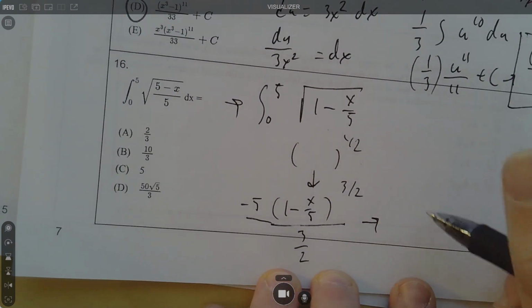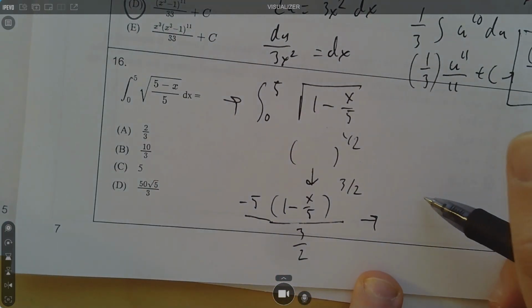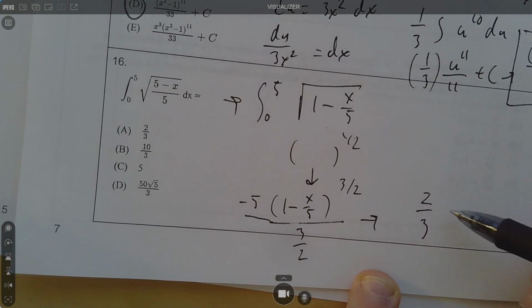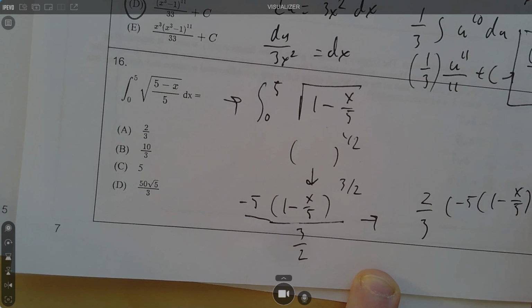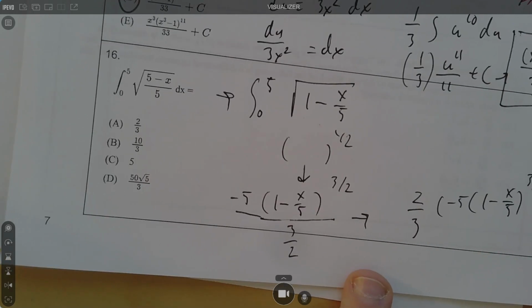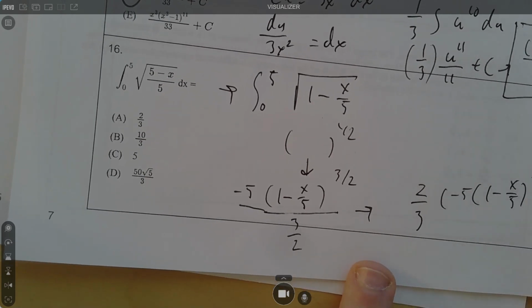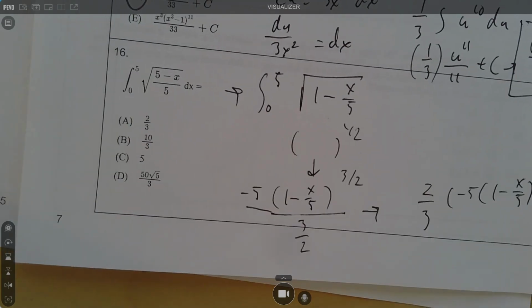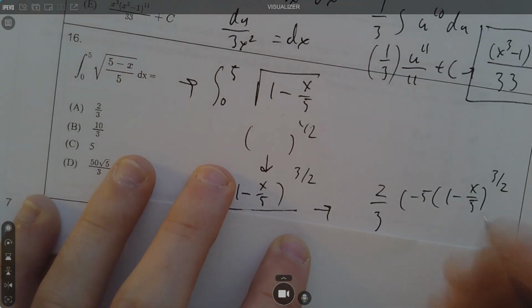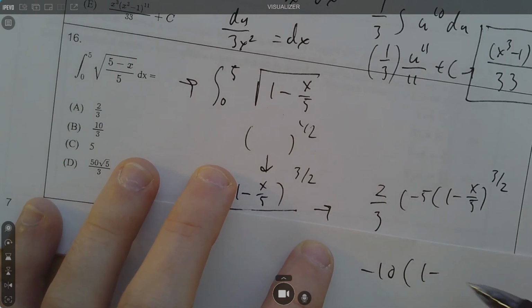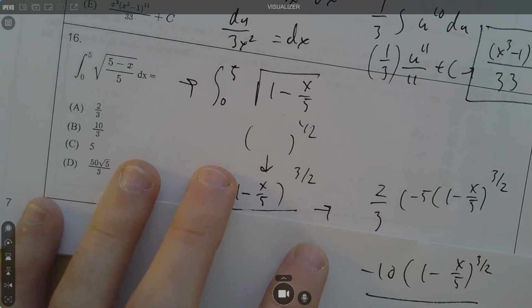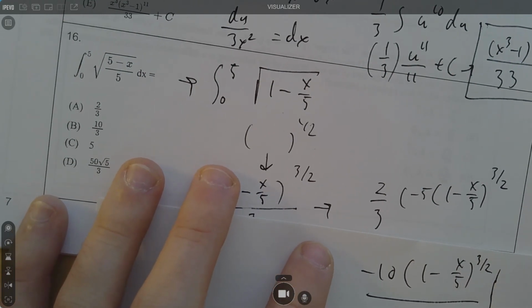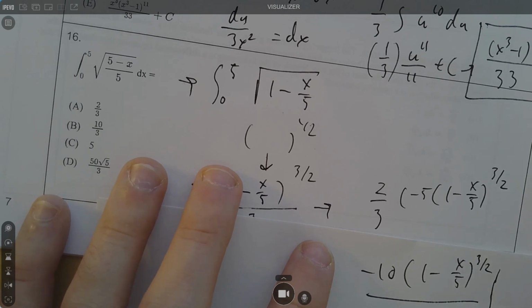So when we simplify here, 2/3 is going to come up. So it's going to be 2 over 3 times negative 5, 1 minus x over 5 to the 3/2. This is going to be negative 10, 1 minus x over 5 to the 3/2 over 3, from 0 to 5. Now I'll plug in the bounds. Oh, I don't need to change my bounds because I never did a u sub.